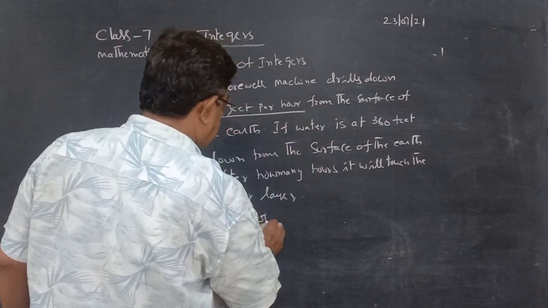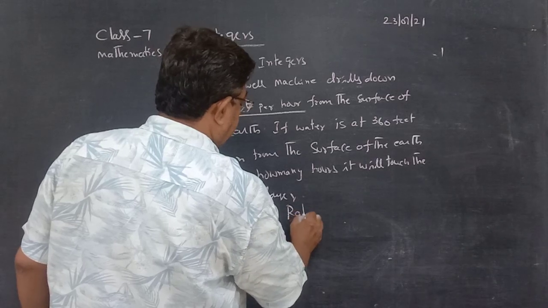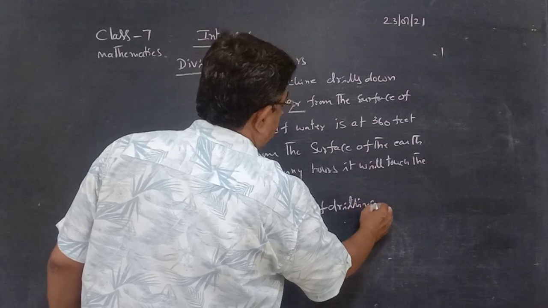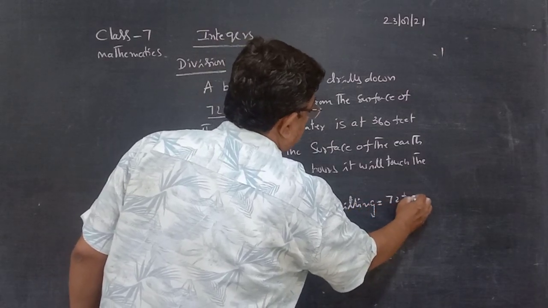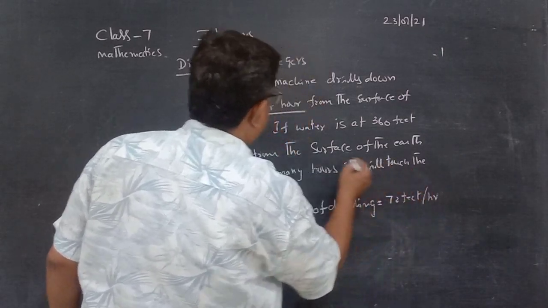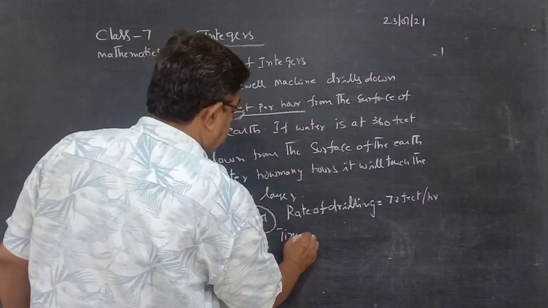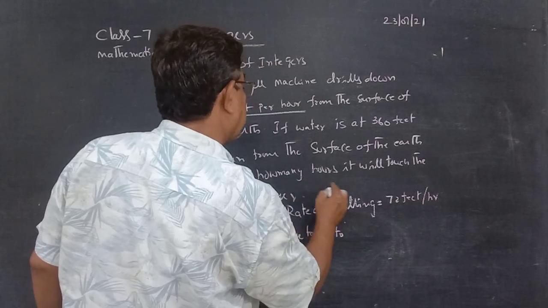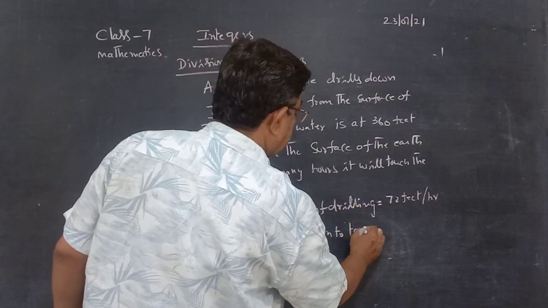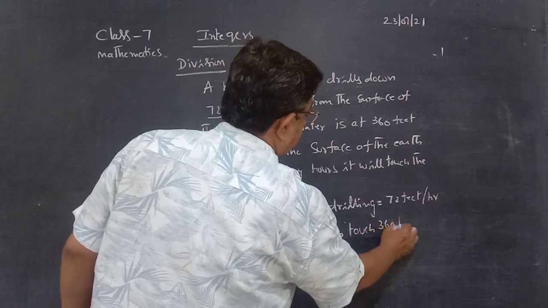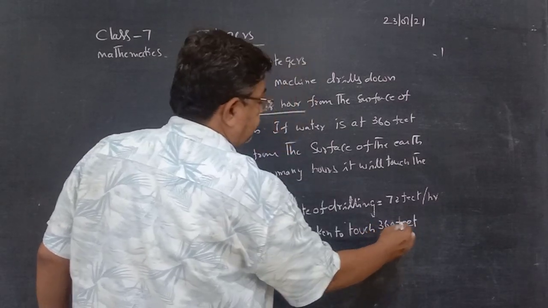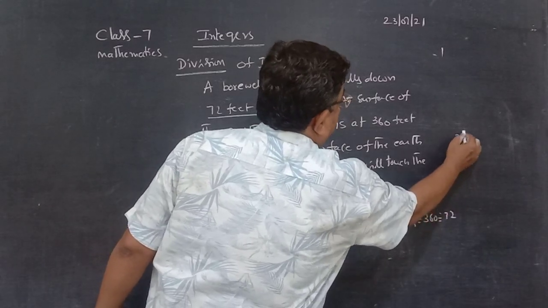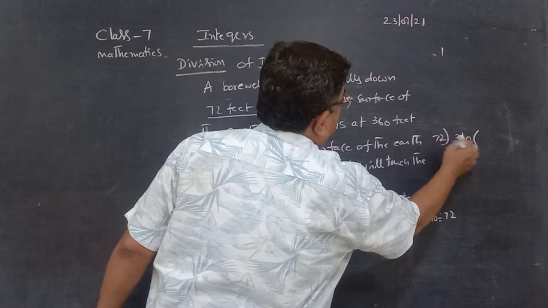So I take that as the first step. Rate of drilling is equal to 72 feet per hour. Time taken to touch 360 feet is equal to 360 divided by 72.